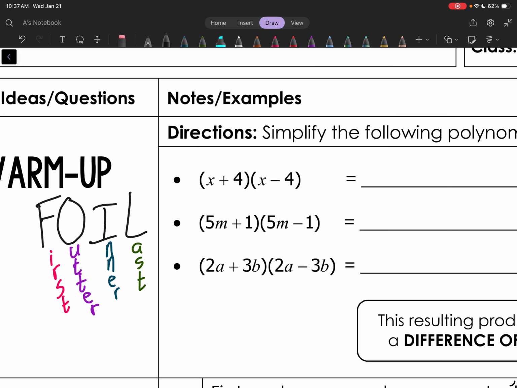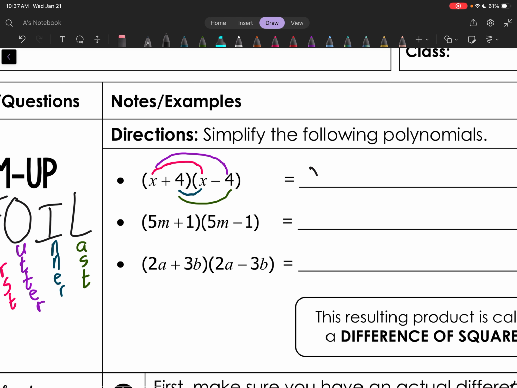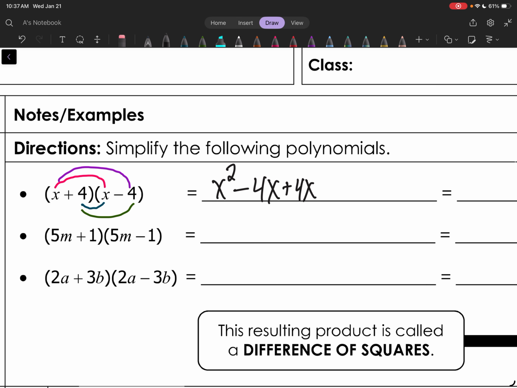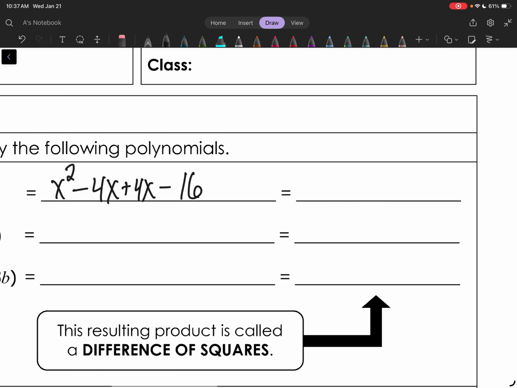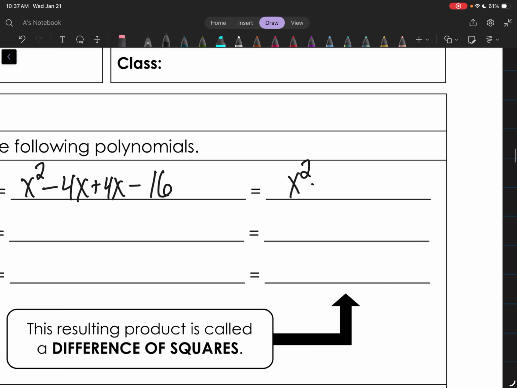Now, by FOIL, what I mean is first times the first, times the outer number, the inner two numbers, times the last two numbers. First, outer, inner, last, FOIL. Okay, for this one, I have x times x for x squared. X times negative 4 is negative 4x. 4 times x is positive 4x. Negative 4 times positive 4 is negative 16. The negative 4x and positive 4x cancel. I have x squared minus 16.